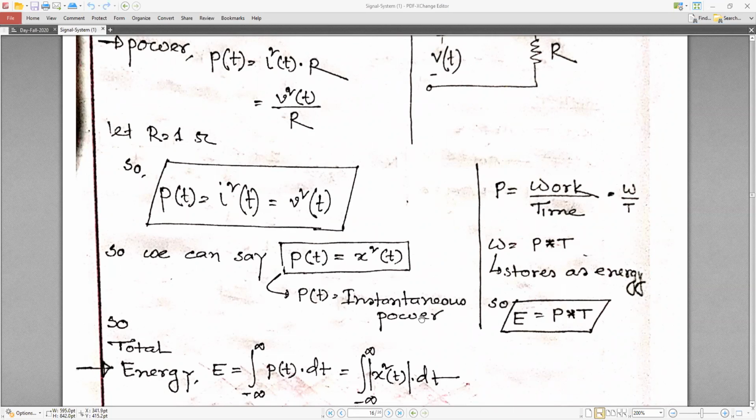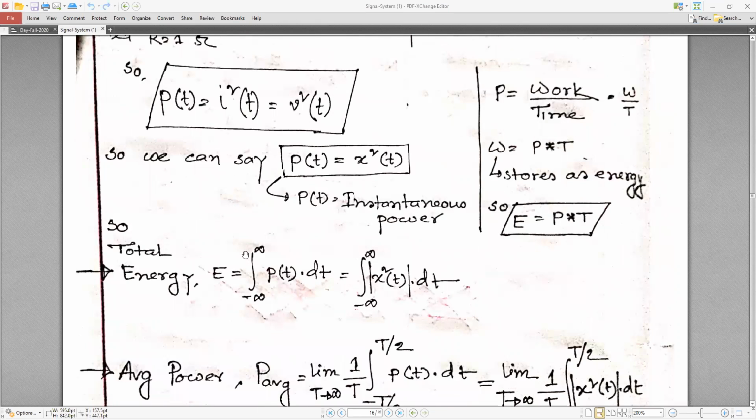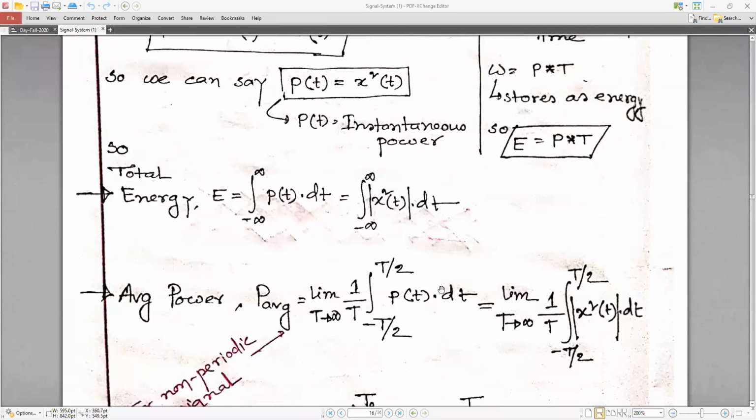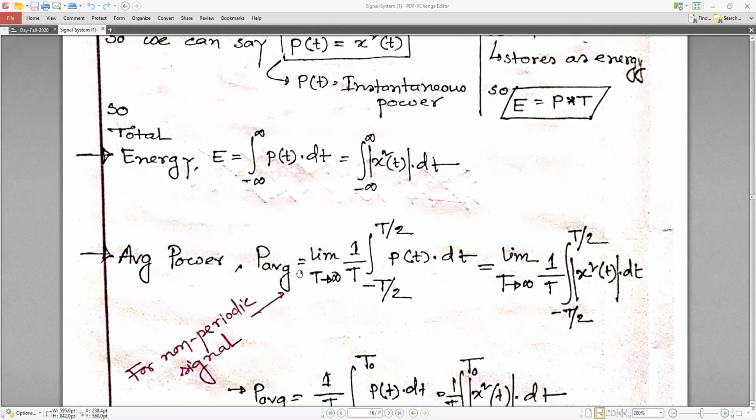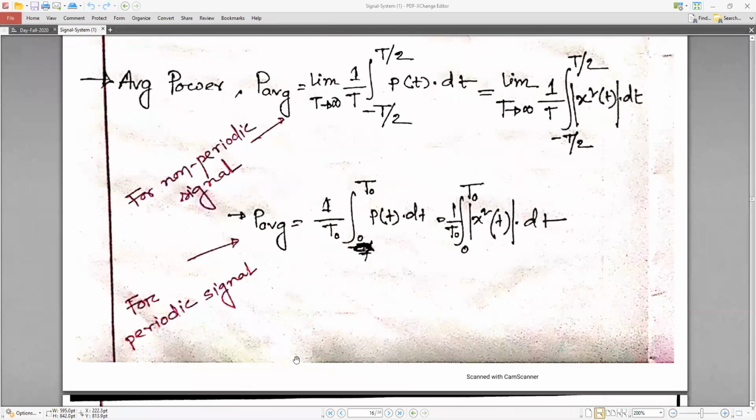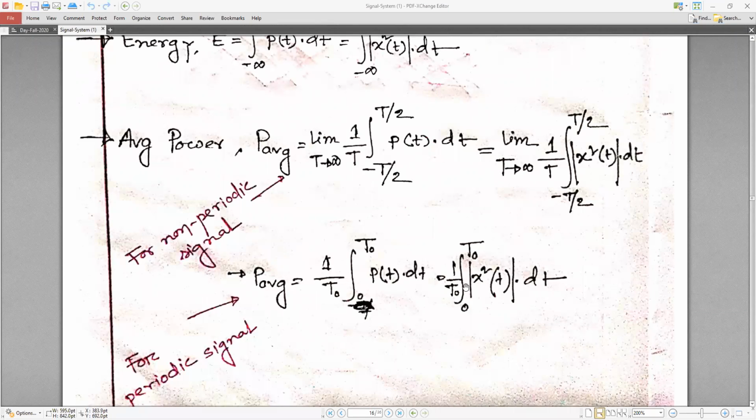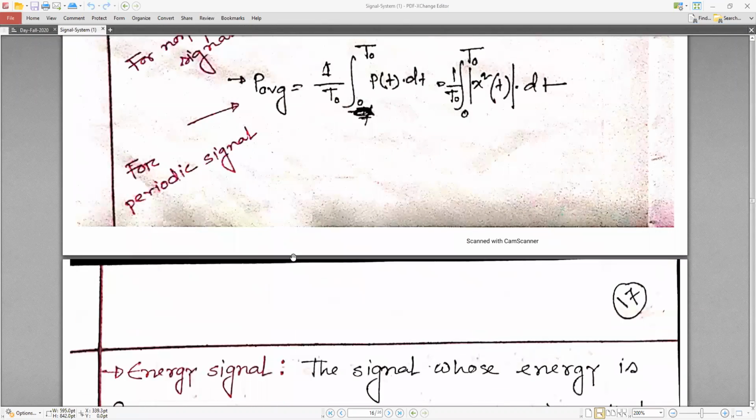P of t is the instantaneous power, and P is equal to work by time, W by T, or W is equal to P into T, and work stores as energy. So E is equal to P into T. So the energy equation would be the integral from minus infinity to infinity of P of t dt. Instead of P of t, we can write x squared t dt. What would be the average power for the non-periodic signal and for the periodic signal? These are the equations for the non-periodic signal and for the periodic signal.